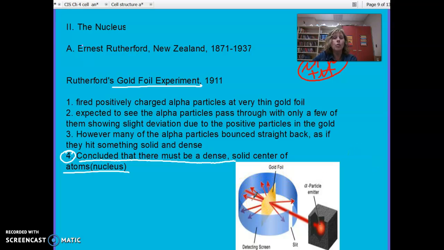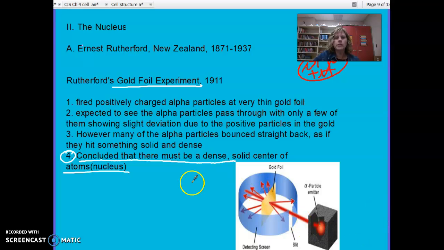But what he saw was something very different and surprising. He saw that a lot of the particles showed a greater deviation than would be expected by just coming into contact with the charge. And some of them even bounced straight backwards. If they were only being deviated by the charge, we certainly wouldn't see any of them bouncing backwards like that. I'm going to have you watch another supplemental video, a YouTube video that shows more about how he set this experiment up, so that hopefully it is more clear what he did.